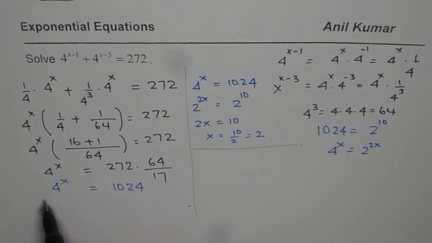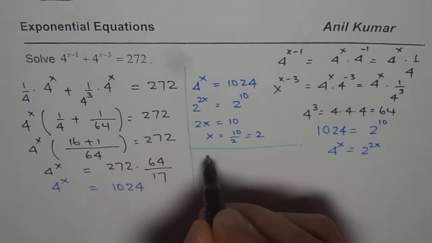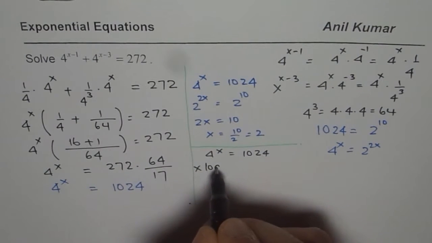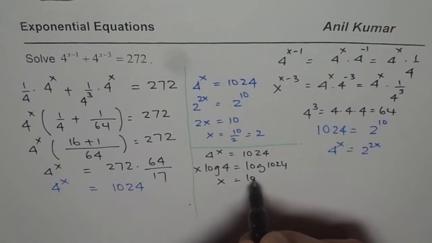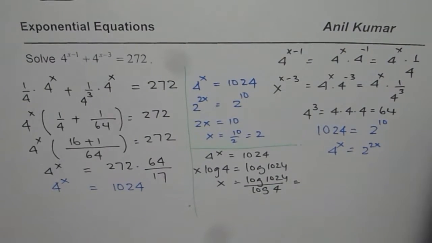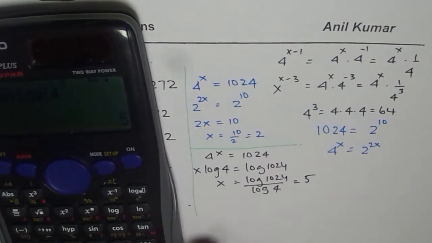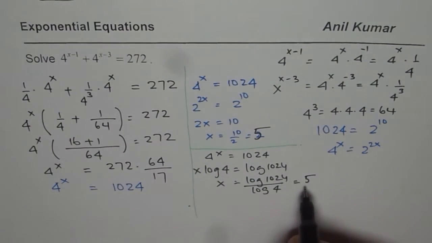The other way is we could take log this time, correct? So if I take log here, we have 4 to the power of x equals 1024. You could take log, it's x times log of 4 equals log of 1024. So x is equal to log of 1024 divided by log of 4, right? So it is log of 1024 divided by log of 4 equals 5. So we get the same answer, 5.